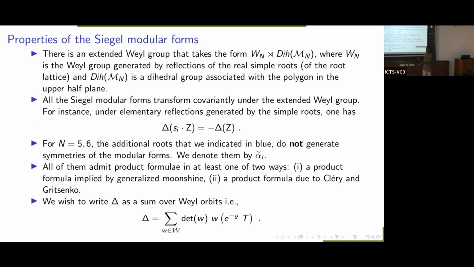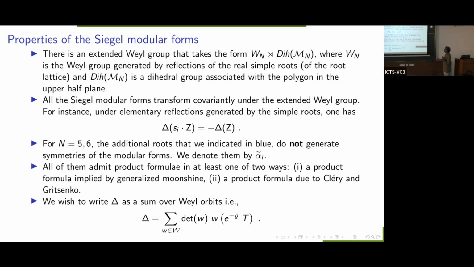So under elementary Weyl reflections, you expect it to change sign, and so you embed this action. I've written it as S_i acting on the roots, but you can translate it as acting on Z, the period matrix, and then you get this.